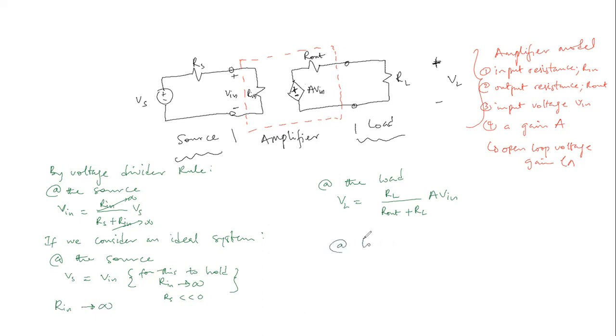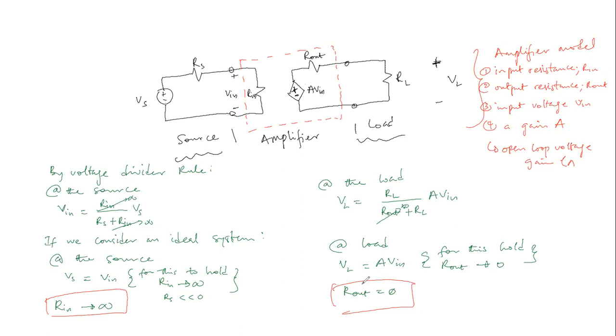And at the load, for the load voltage to be the same as the amplified input voltage, Rout will have to reduce to 0. For this to hold true, the output resistance should reduce to 0, and then this reduces to a unit value. So at the load, Rout has to be 0. These parameters will become very handy when we begin to play with different configurations of operational amplifiers.